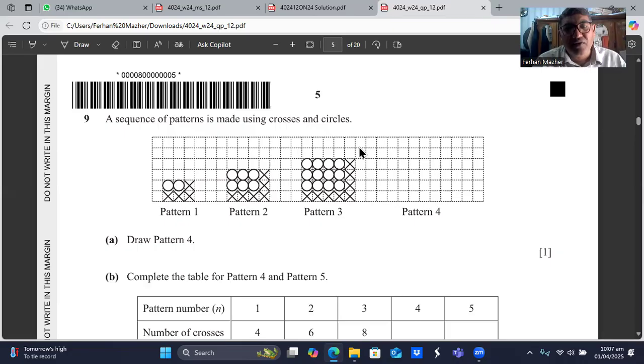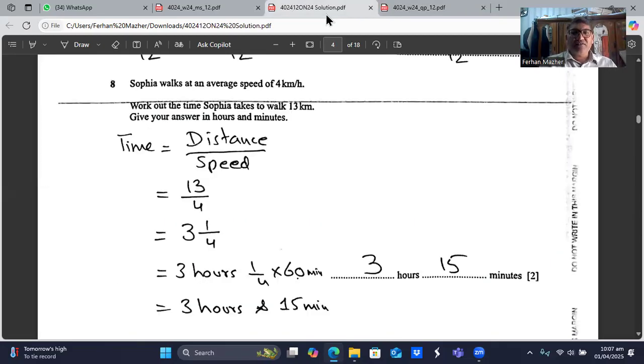1, 2, 3, 4. So we will have 6 crosses like this and 5 crosses like this. And the same way I can draw the circles. Here we have only 2 circles. Here are 3 circles with 2 rows and 4 circles with 3 rows. Then you will have 5 circles with 4 rows. So I have drawn this already.